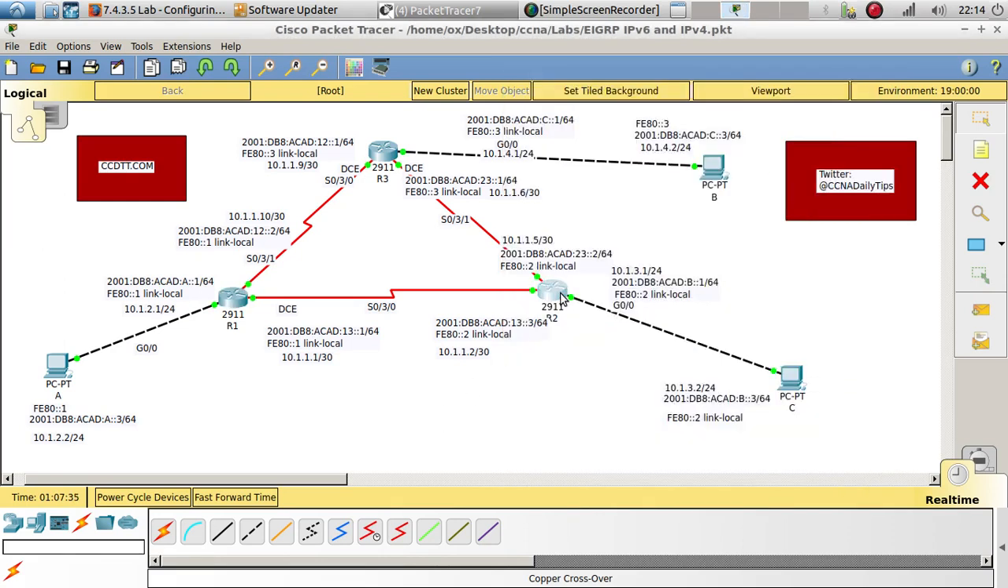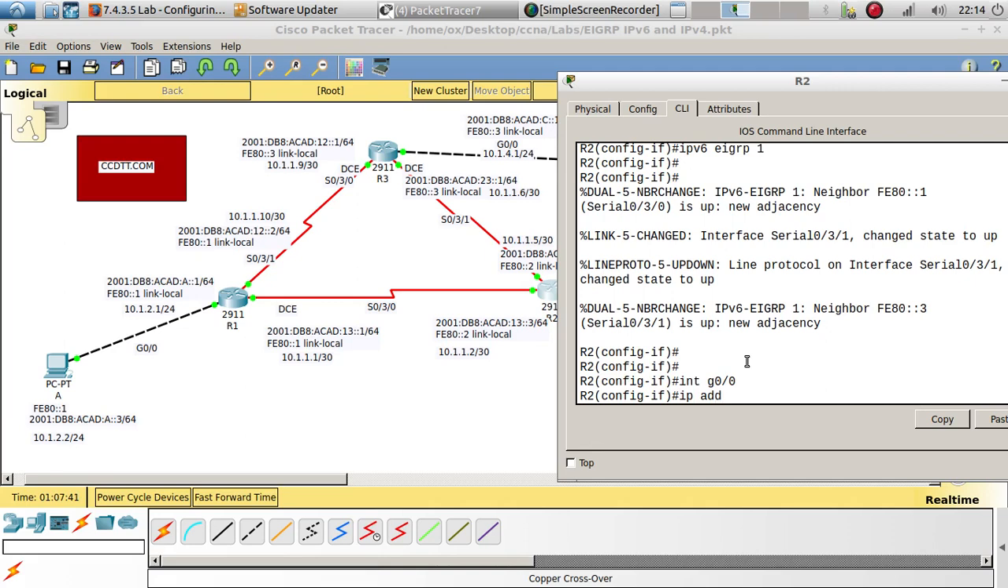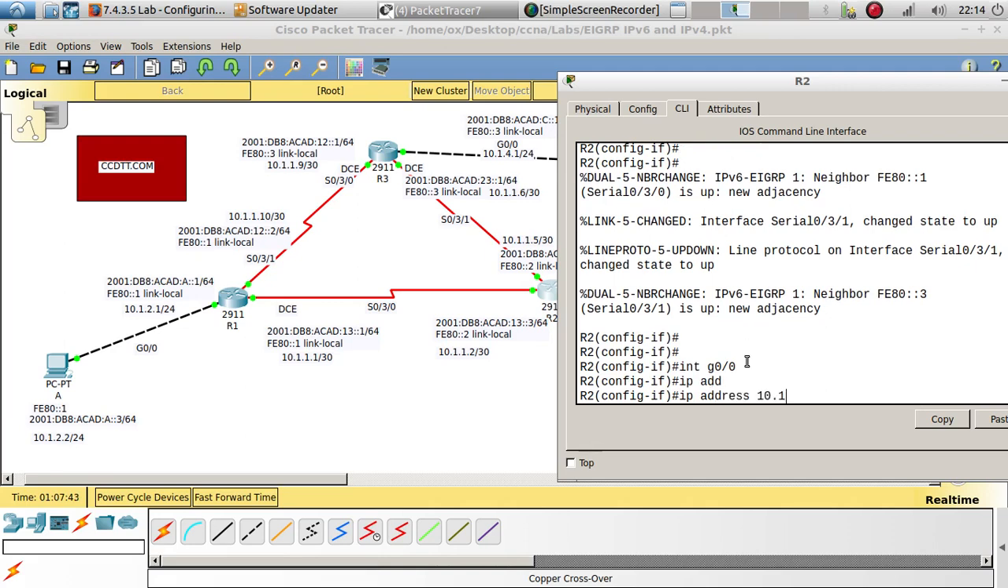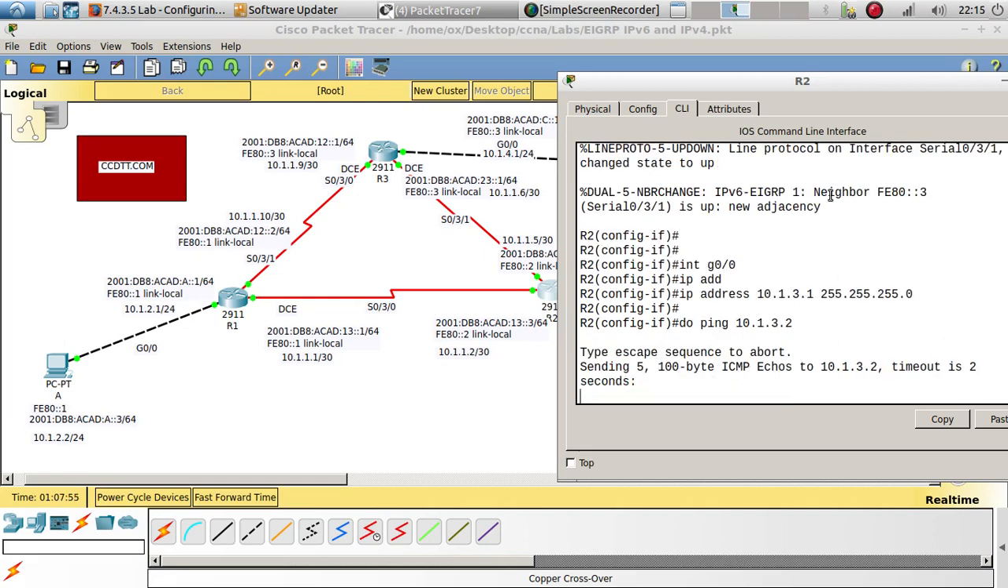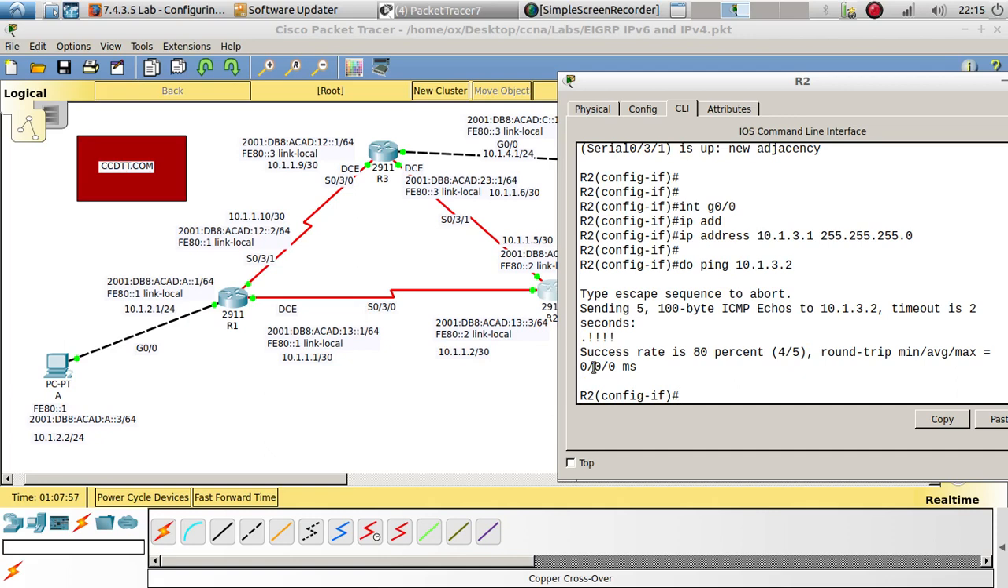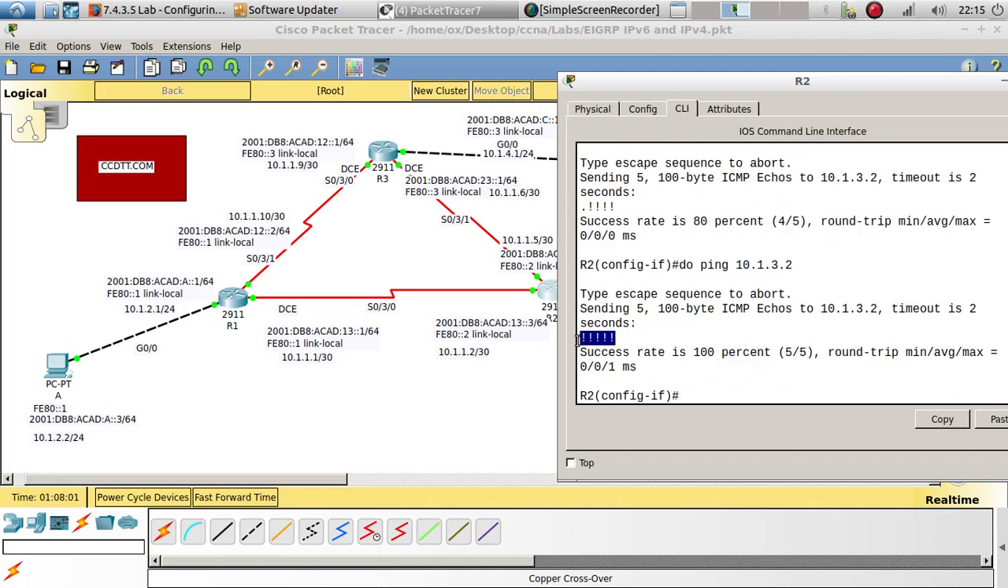So let's go ahead and go to router 2 and do those other interfaces. Gigabit 0/0. The IP address for that is going to be 10.1.3.1, and I should be able to ping that computer, which is 10.1.3.2. And there we go, I'm able to ping that computer. Let's try it again, and there it is. So I'm able to ping that computer.